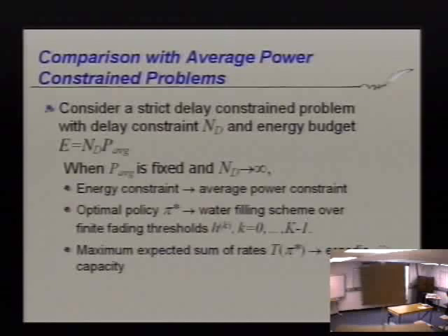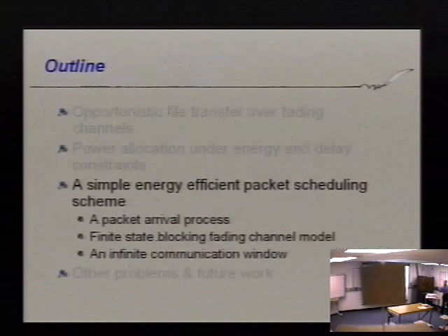So by this analysis, we can see the average power constraint power control problem is actually an asymptotic case of the energy constraint power control problem. So this is for this problem. And in these two problems, we ignored the dynamics of the data source.